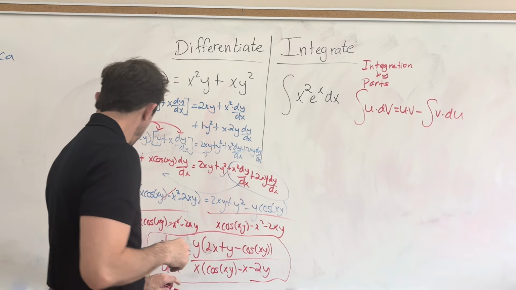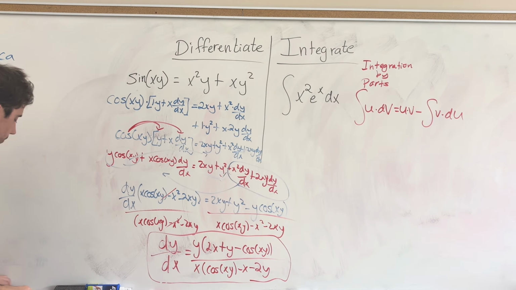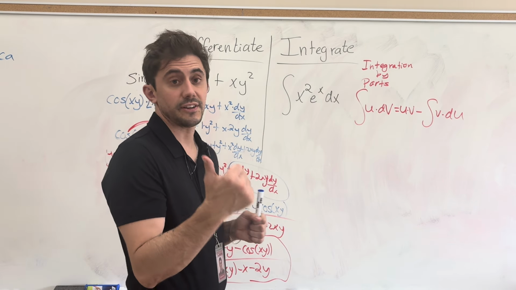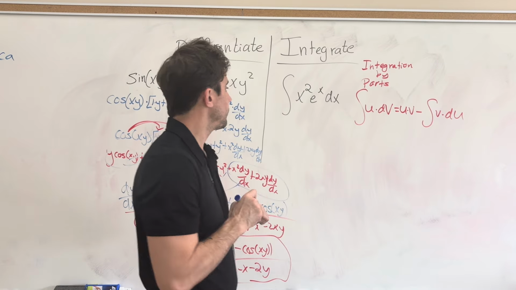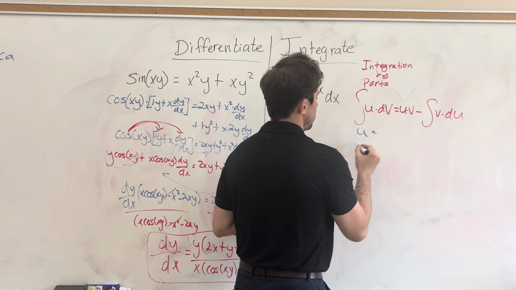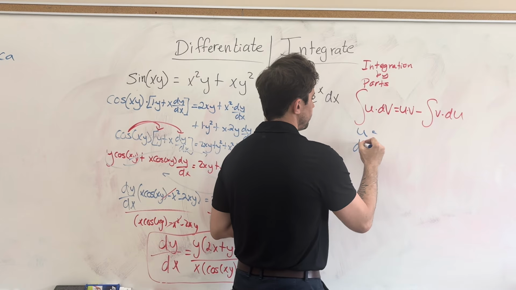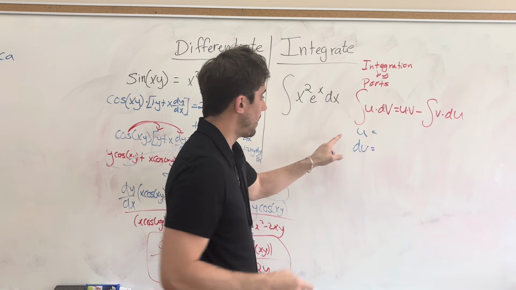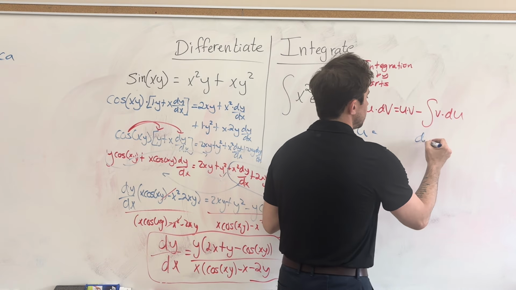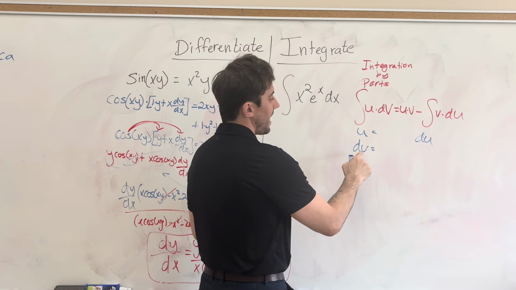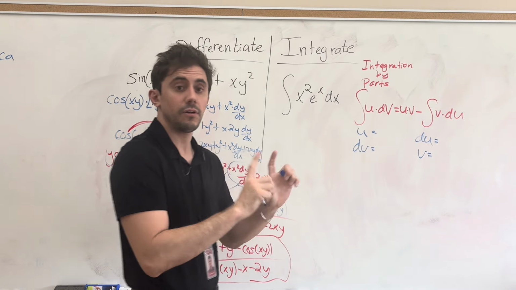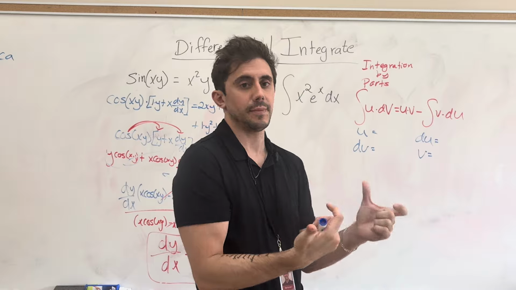So this all comes down to making a good decision in selecting your u and your dv to start things off. In this integral, we have to select something for u and something for dv. Afterwards, we're going to have to get those into v and du, so we take the derivative of u to get du, and then the antiderivative of dv to get v, okay? All of these things we need to keep in mind.